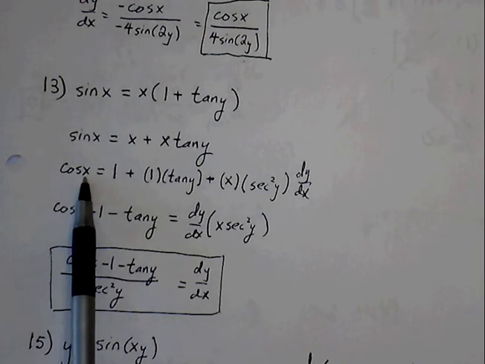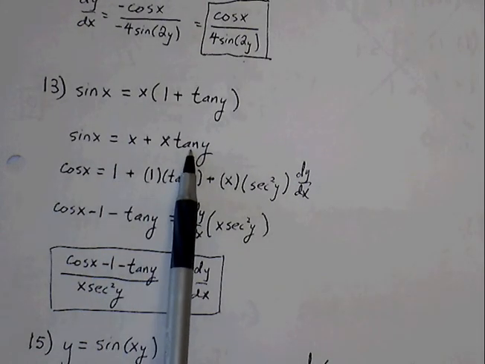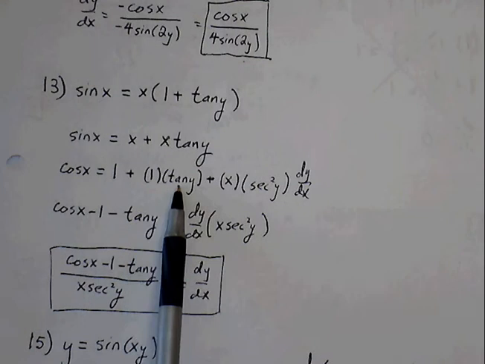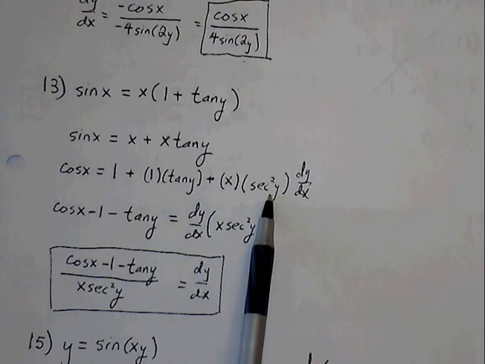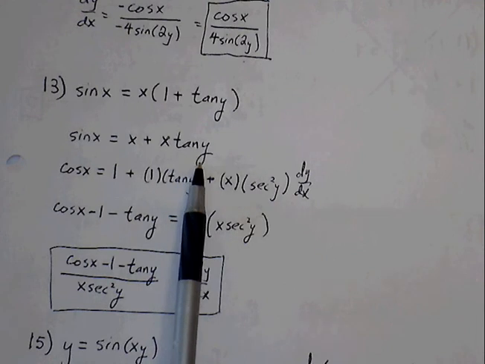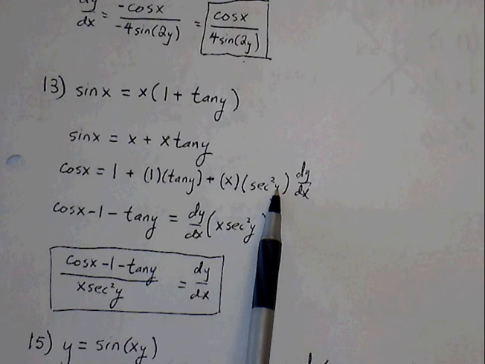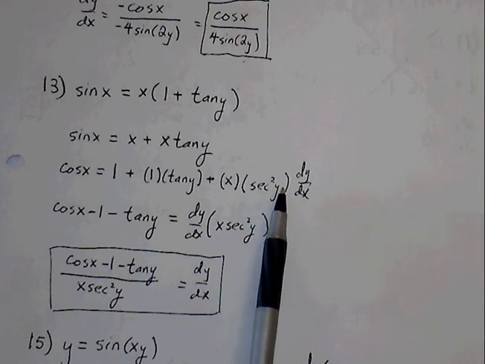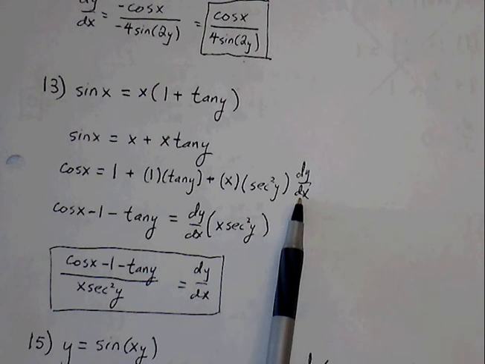Okay. Sine x becomes cosine, x becomes 1. F prime g plus f g prime is product rule. So 1 times tangent y plus x times secant squared of y. So tangent of y becomes secant squared of y times the derivative of u, this is my u value. So the derivative of y is 1, but then we're involving y's derivative, so we have to attach dy dx.